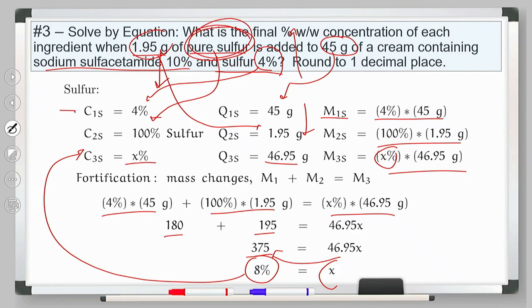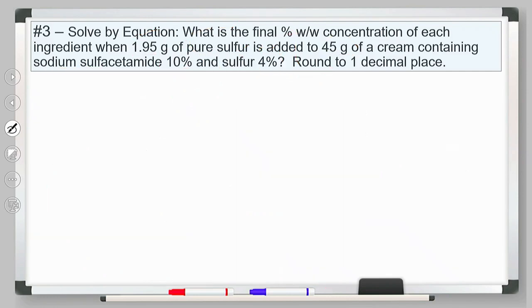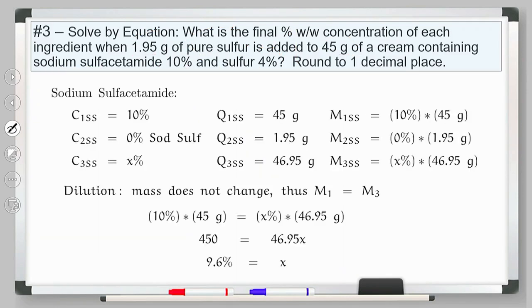Okay, and it makes sense that if I start with a 4% and I add pure sulfur to it, the concentration went up. In this case, it went up to 8%. Is everyone okay? That's a fortification. All right, now, what happens with the sodium sulfacetamide?